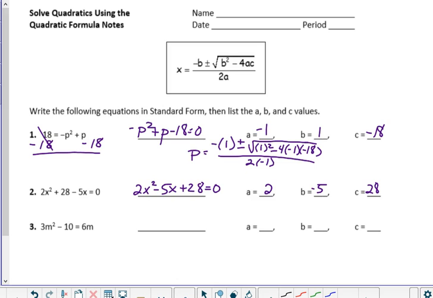Let's go ahead and set up number 3. Subtract 6m from both sides because we need everything together. So that gives me 3m squared minus 6m minus 10 equals 0, giving me an a of 3, a b of negative 6, and a c of negative 10. And we can plug that one into the quadratic formula as well. We have a couple more examples we're going to do. Fairly simple, plugging them in.